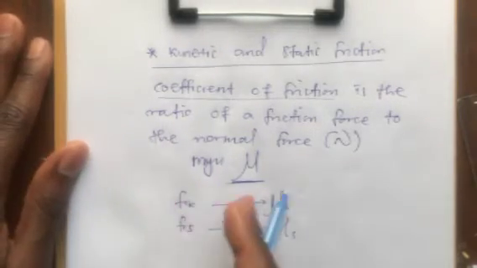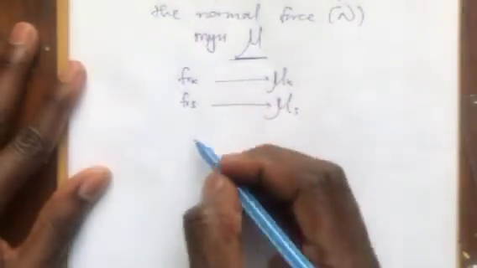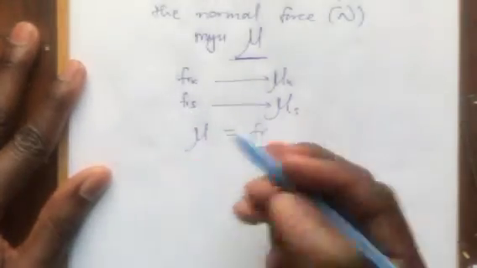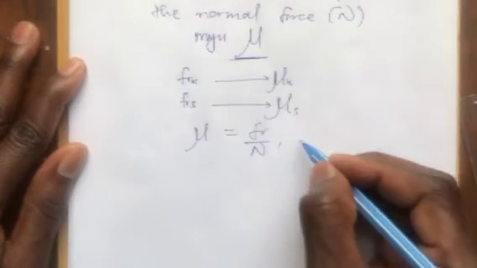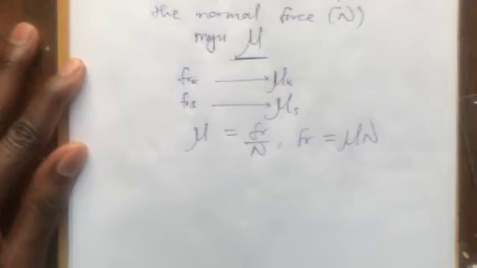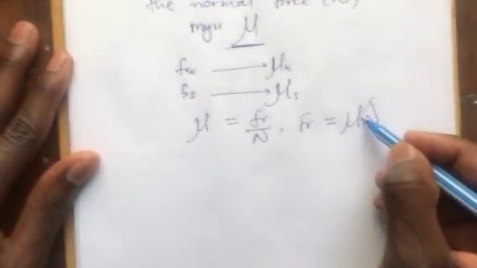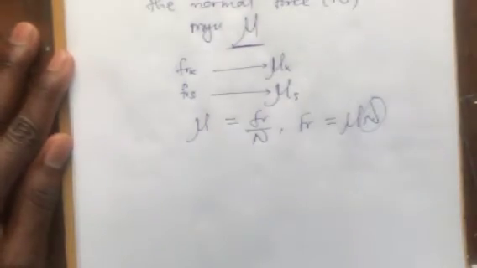Now, how is the friction force related to the so-called normal force? We are saying the coefficient of friction must be equal to the ratio of the friction force to the normal force. This shows that the friction force in this case must be equal to mu times normal. In this relationship, it is very difficult to tell what the normal force is going to be equal to.